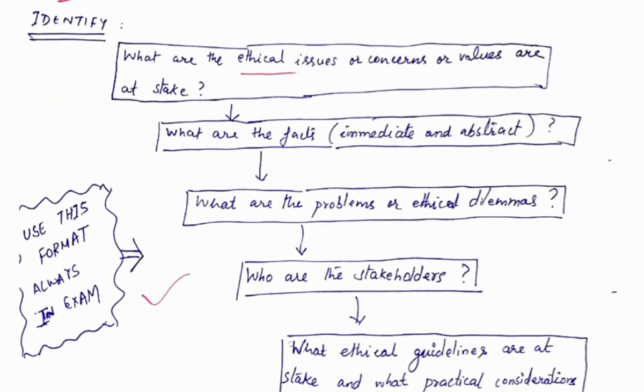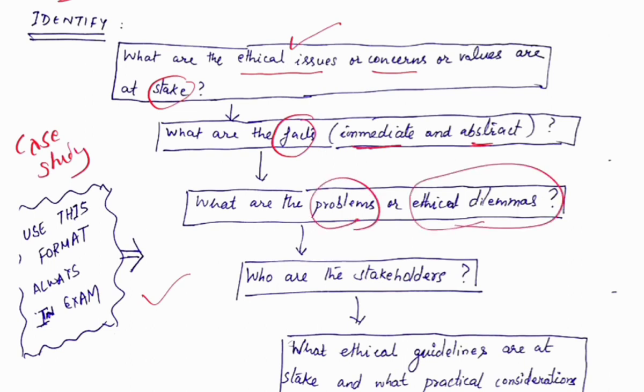First of all, what are the ethical issues or concerns or values at stake? When you go through a case study, first of all find what are the ethical issues or values which are at stake. Then, what are the facts given? Any kind of immediate or abstract fact. Then, what are the problems or ethical dilemmas you are facing? You clearly know what is an ethical issue and what is an ethical dilemma. First of all, find what are the issues. Then find what are the dilemmas. Dilemmas mean there are two values, but you have a dilemma in choosing one.